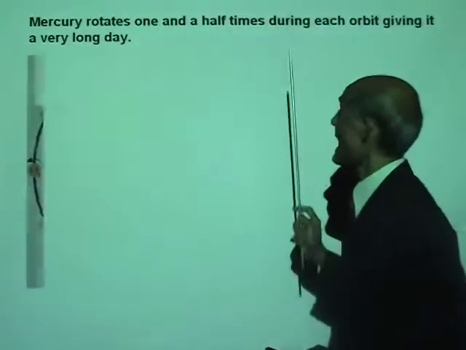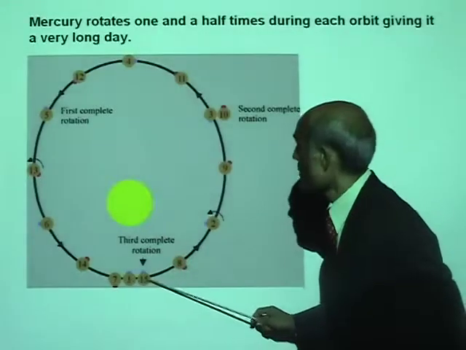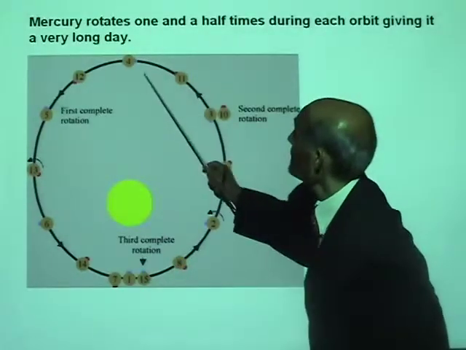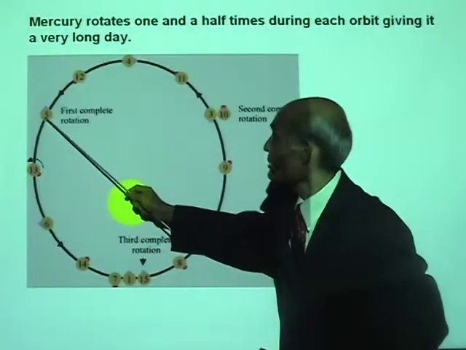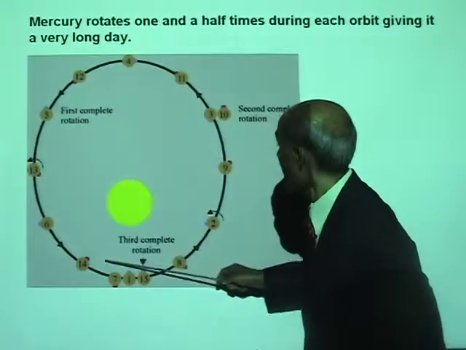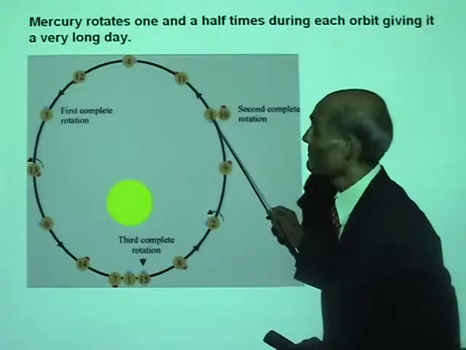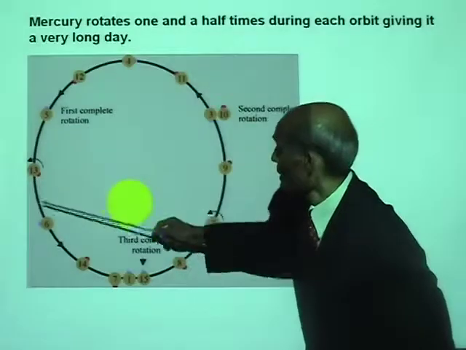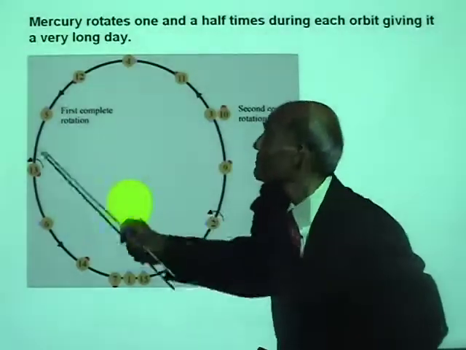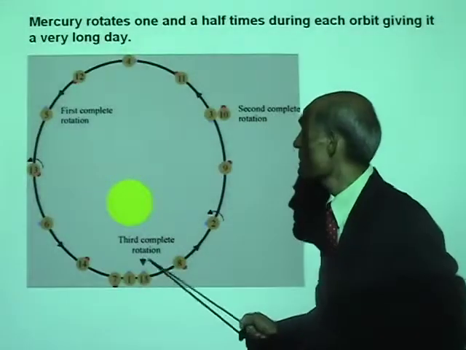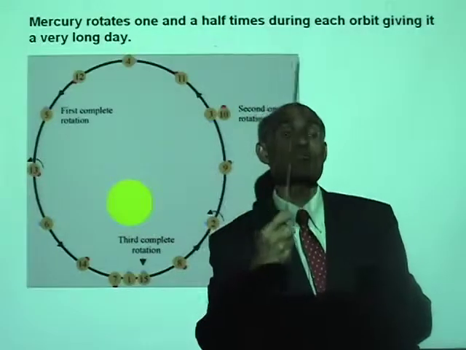Only 1.5 times. So if you start here, when it comes over here, it completes the first rotation. You see? And now it comes over here, completes the second rotation. And so on. It completes 3 rotations in 2 complete rounds. When it makes 2 complete rounds, it does 3 rotations.